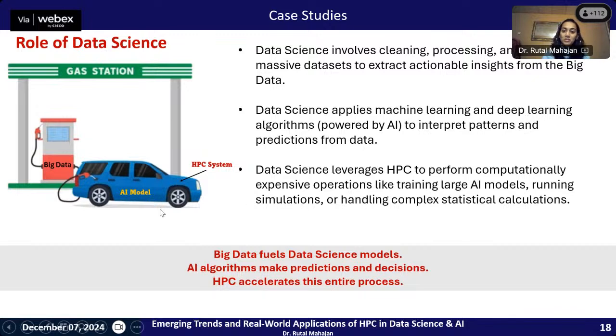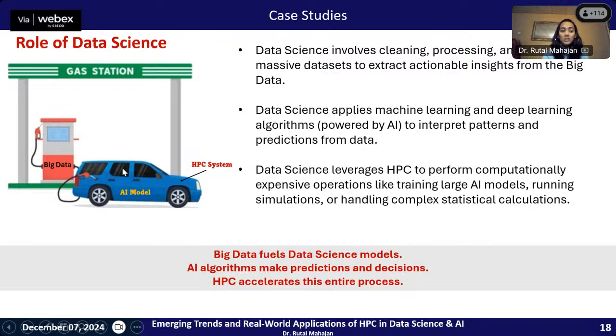Running simulations or handling complex statistical calculations for data science, since we are getting insights from the data, we need to perform plenty of statistical calculations to get the insights from that data. This requires computationally expensive statistical operations, so for that we use HPC. That's the summary of the role of data science.